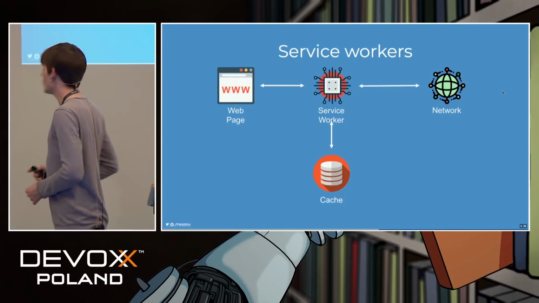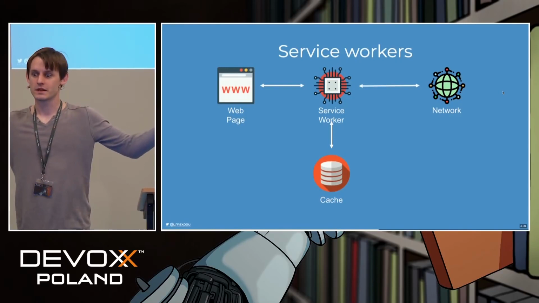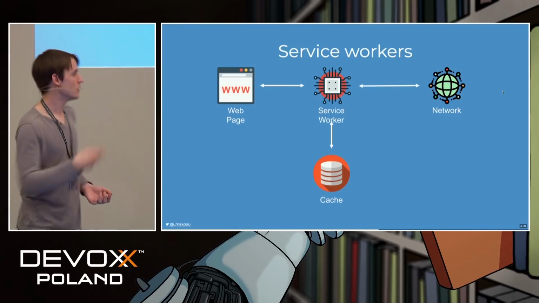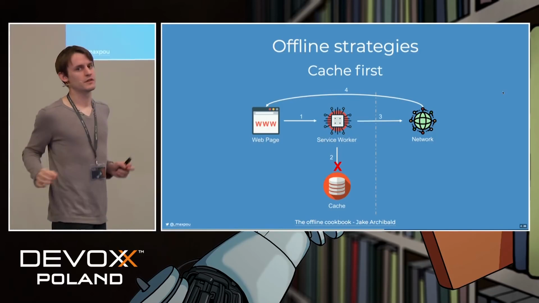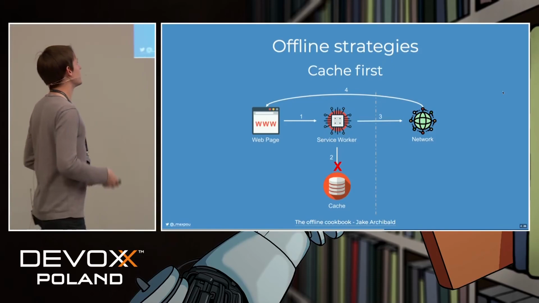What are we going to use it for? Well, to store all your assets, a picture. Maybe you're not going to need to load the logo again, because, I mean, Amazon's logo doesn't change every morning. So there is some information that we can put in the cache, and for this there are a lot of strategies. I'm going to go quickly, because there are many. If you want to dig into this, I strongly recommend you read the offline cookbook written by Jake Archibald, a pretty amazing guy.